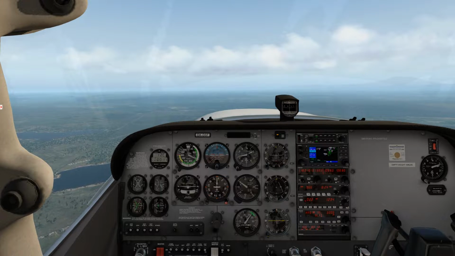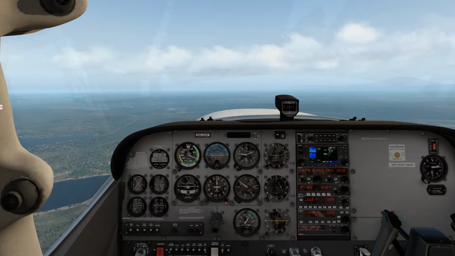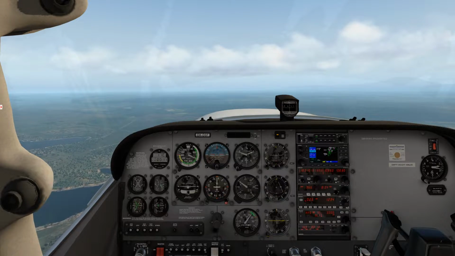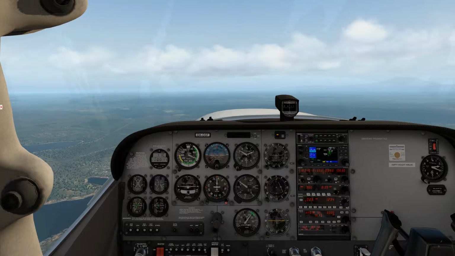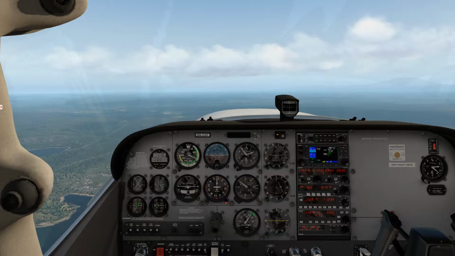runway. Now, I'll be flying to Seattle Tacoma International. I'll be landing on runway 34 right, which has an ILS frequency of 110.3. To find the ILS or localizer frequency, there's a couple different places you might be able to find it.